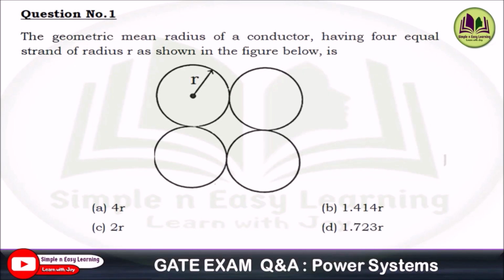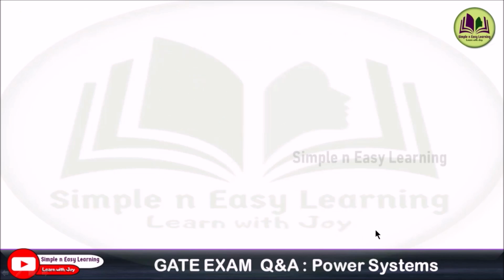Question number 1: the geometric mean radius of a conductor having 4 equal strands of radius r, as shown in the figure below. Here you have 4 strands and the radius is r. The question asks to find the geometric mean radius of a conductor, and here it is a stranded conductor. The options are 4r, or 1.414r, or 2r, or 1.723r.